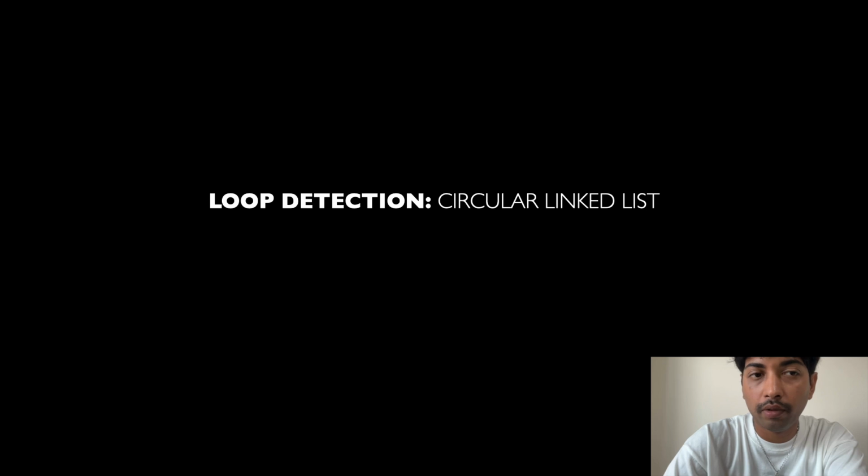The next problem is loop detection in a circular linked list. In this problem, we're given a circular linked list where a node's next pointer points to an earlier node, creating a loop. Our task is to determine the start node of the loop.